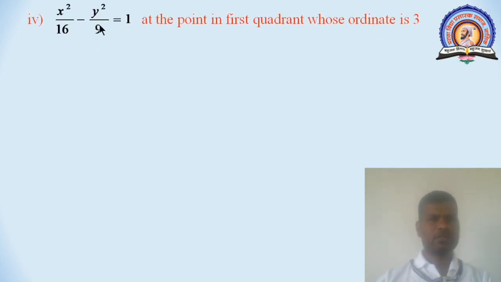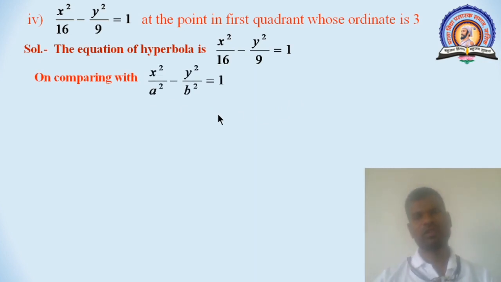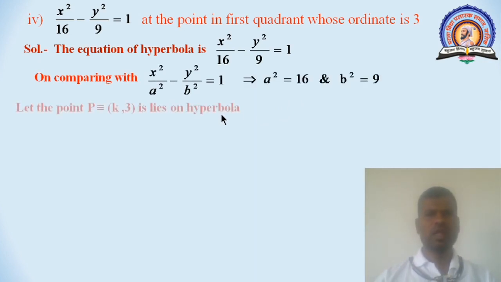Now the next example: the equation of the hyperbola is x²/16 − y²/9 = 1. Find the equation of the tangent to this hyperbola at the point in the first quadrant whose ordinate is 3. Abscissa is the x coordinate and ordinate is the y coordinate. In the first quadrant, both coordinates are positive. On comparing with the standard form x²/a² − y²/b² = 1, you get a² = 16, b² = 9.